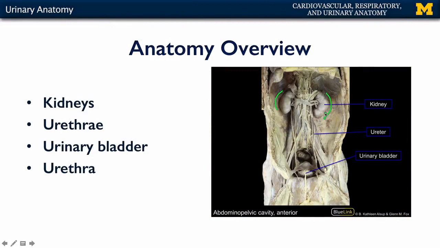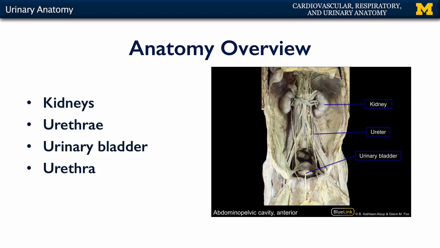The kidneys sit in the paravertebral gutter, so we're talking just lateral to the vertebral column, nestled in there between the ribs and under the diaphragm. They sit at about the T11 to L1 level, and there's a transpyloric plane that runs across where the hilum of each kidney is.